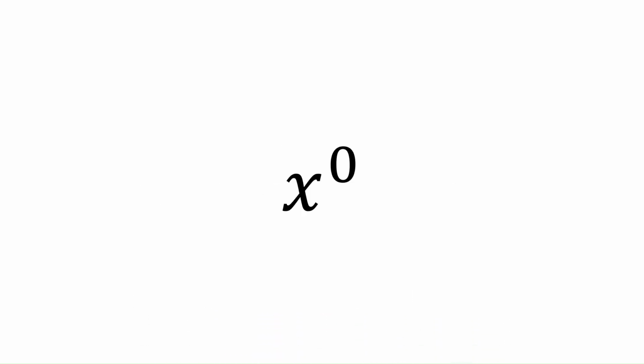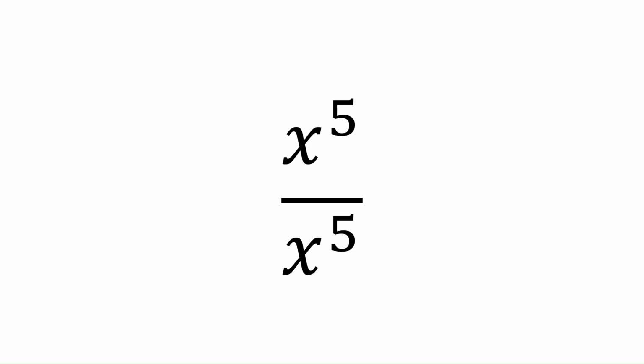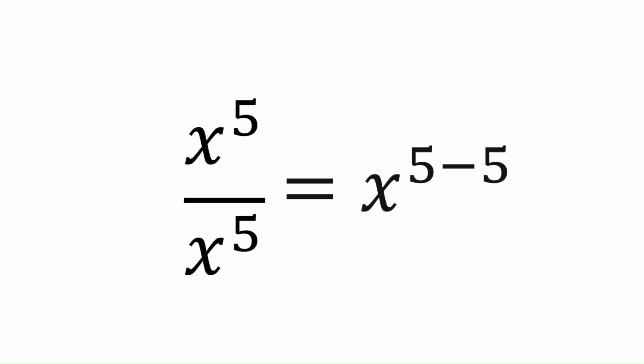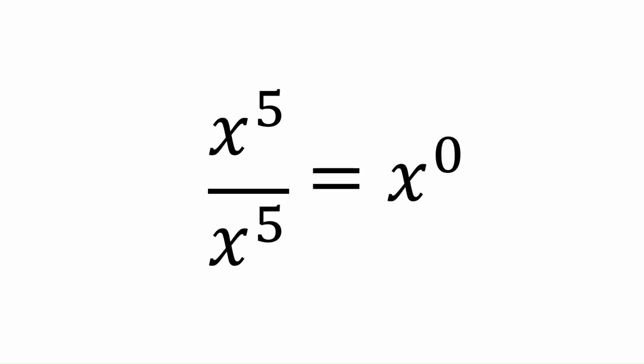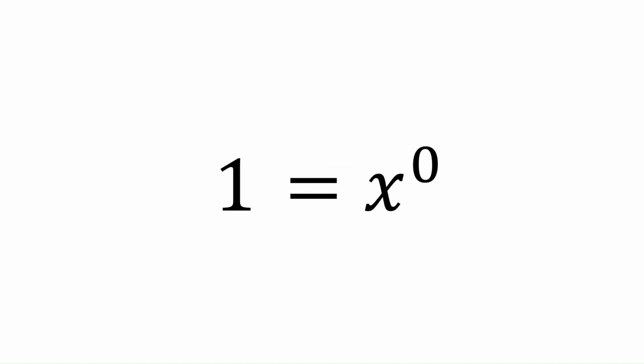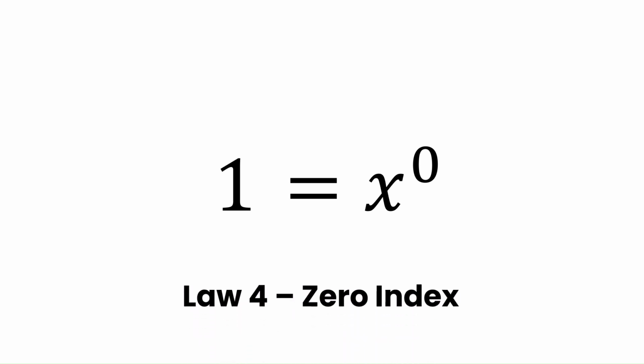Now let's talk about zero powers. Any non-zero number raised to the power of 0 is equal to 1. This often feels strange the first time you see it, but it follows directly from the division rule. If we take something like x to the power of 5 and we divide it by x to the power of 5, the answer must be 1, because anything divided by itself is 1. But using the laws of indices, x to the power of 5 divided by x to the power of 5 is x to the power of 5 minus 5, which is equal to x to the power of 0. So x to the power of 0 must be equal to 1. This is where the rule comes from.